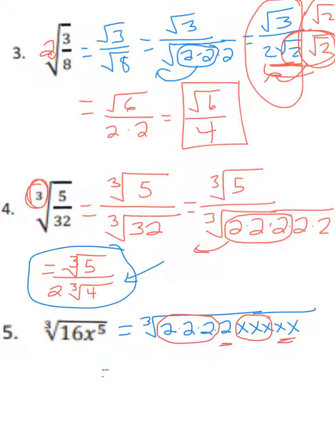So what comes out here? A 2. And you pulled out 1 x. And what is left underneath the cubed root sign? You still have a 2. And you have 2 x's. Or you can write it as x squared. And that is your answer. So I think you'll like that one a lot better.